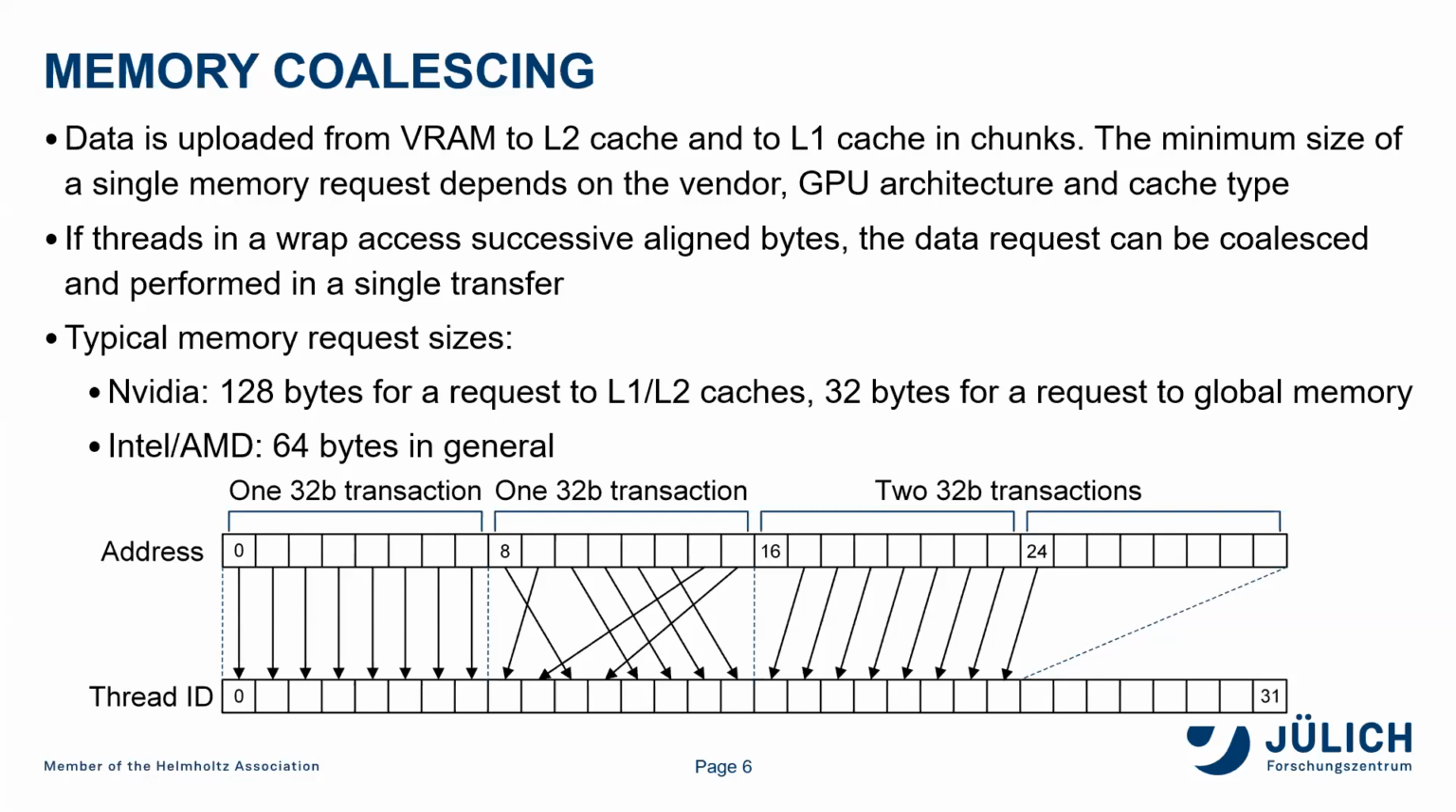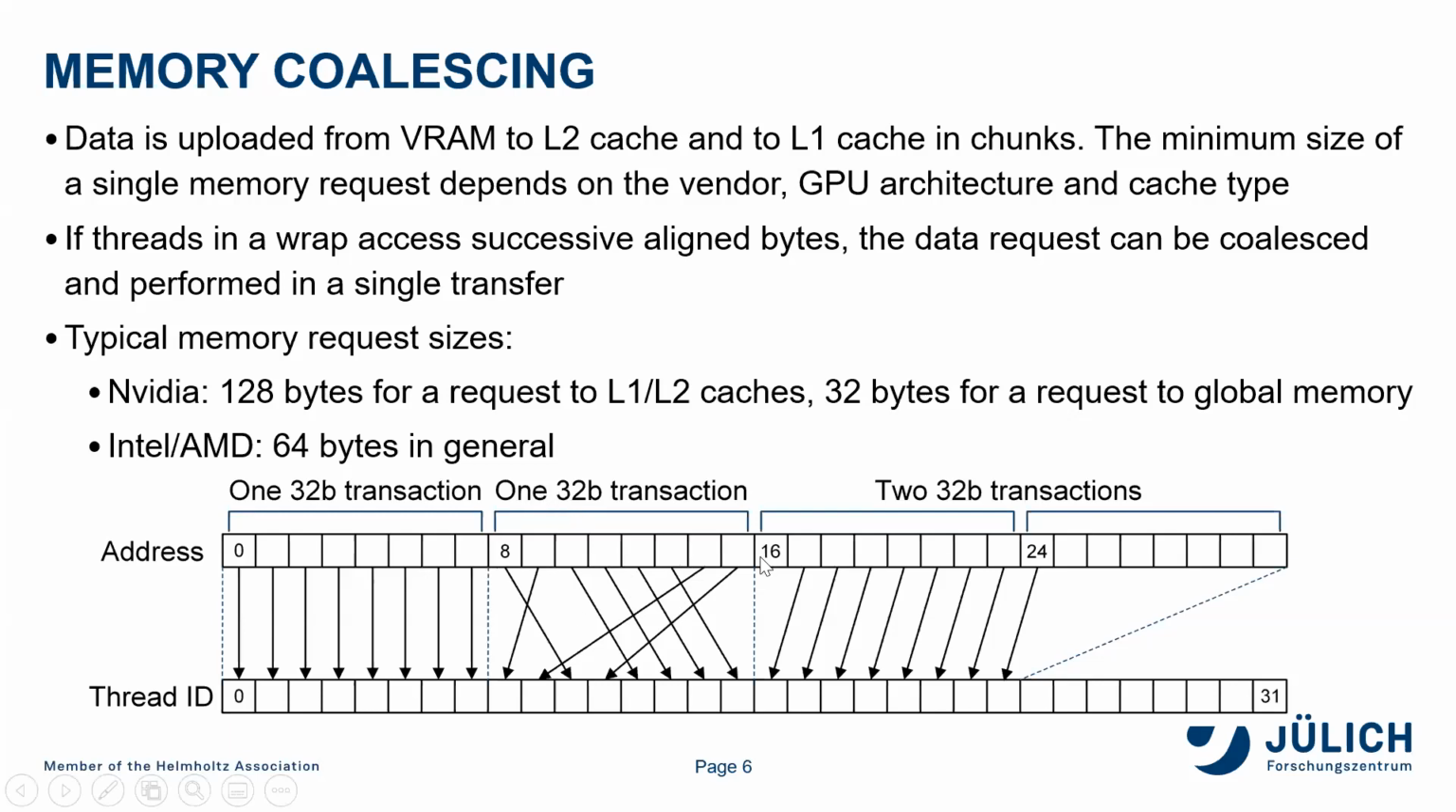So if your threads in the warp access successive aligned bytes, for example, here you see the first 8 floats in the memory, this transaction can be performed in one transfer to the GPU. And even if the threads access shuffled data, which is still aligned by 32 bytes, well, this is also good, and it's also done in one 32-byte transaction.